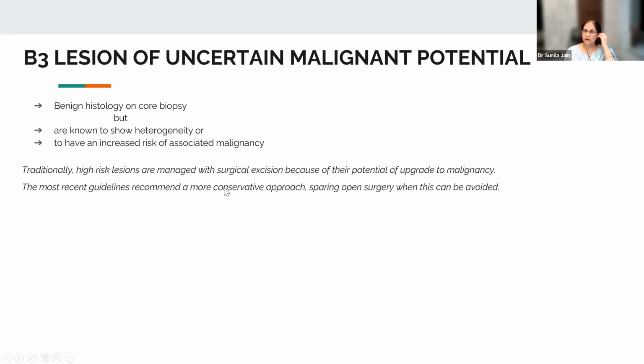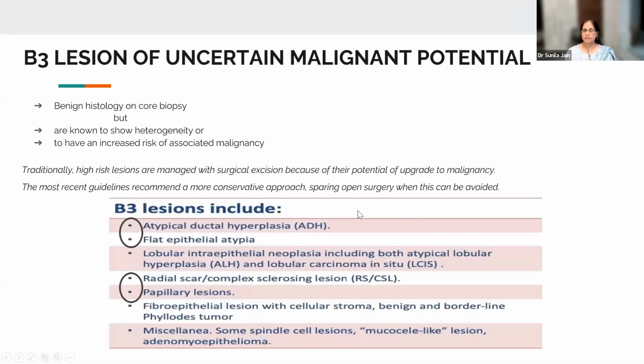And traditionally, in the older times, all the high-risk lesions were managed with surgical excision because of the potential of upgrade to malignancy. However, in the most recent guidelines, they have recommended a more conservative approach, sparing open surgery whenever this can be avoided. And for avoiding this surgery, the pathologist has to play a very important role in interpretation. So these are the categories of the B3 lesions, and I will be discussing mainly these three.